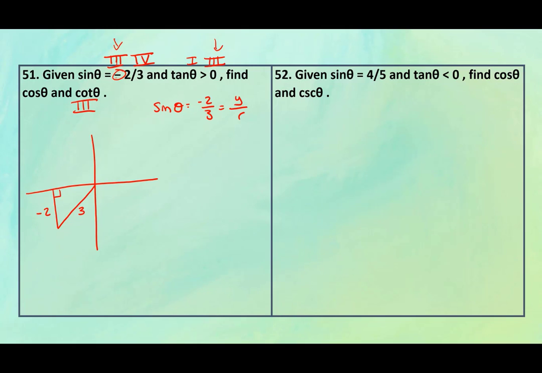How do we know that the y is negative? Well, first of all, it's in the third quadrant. And we also know that r can't be negative. So what has to be negative here is that 2.